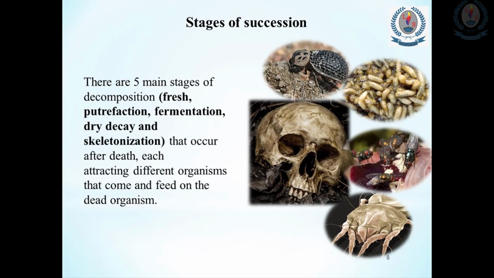First of all, we'll discuss the stages of succession. Here, there are 5 main stages of decomposition: fresh, putrefaction, fermentation, dry decaying process, and the decaying of the skeleton, which we call skeletonization, that occur after death, each attracting different types of organisms. They come and feed on the dead body. The different stages can occur over days, weeks, and even years, meaning analysis of succession can aid in estimating the time of death of even long-dead organisms. A pattern of insect succession results as different carrion insects are attracted to the varying biological, chemical, and physical changes of the dead body, which is undergoing the decaying process.